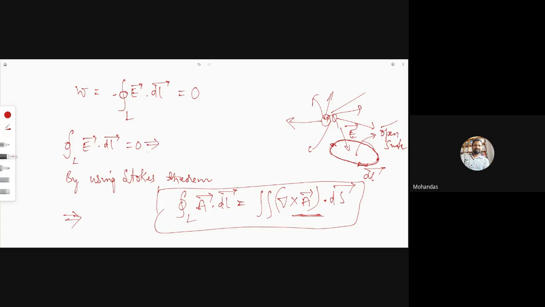Now, please apply this Stokes theorem, sir. Please wait for 1 minute.